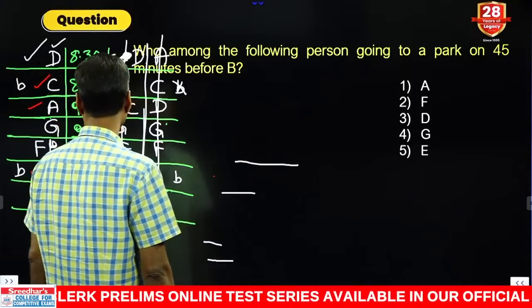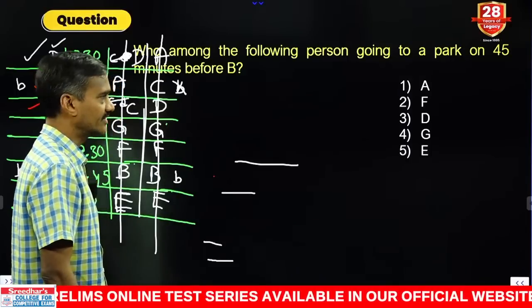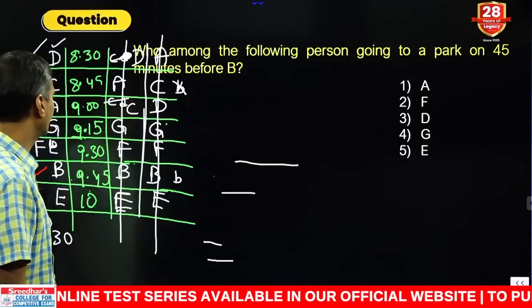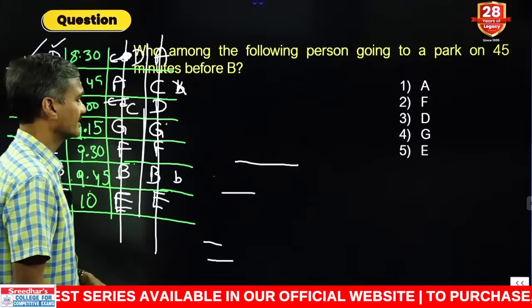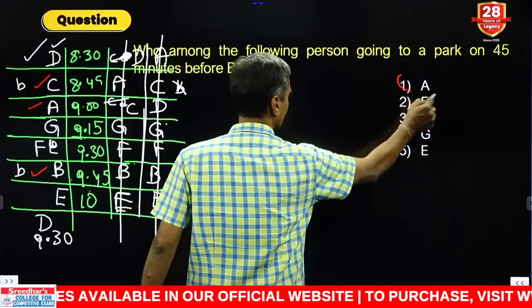45 minutes before B, who is at 9:45. 9:45 minus 45 minutes is 9 o'clock. A is attending at 9 o'clock. That is choice 1, question number 3.